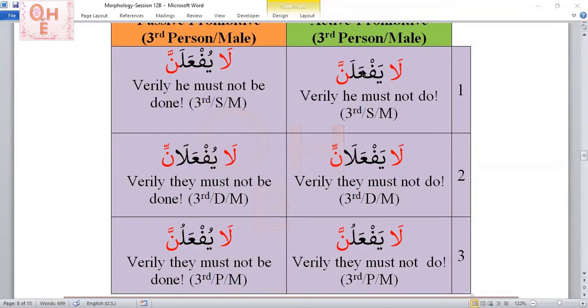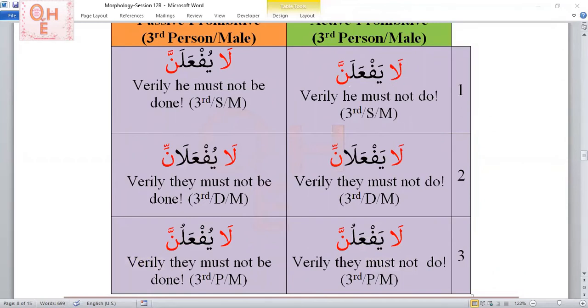Over here you can see that we don't have the standard lam fatha for the emphatic verb. Instead, we have lam fatha alif. This is the prohibitive lam, right? We saw that before. La yaf'alanna. Verily, he must not do. Third person singular male. This conjugation appears in Quran.